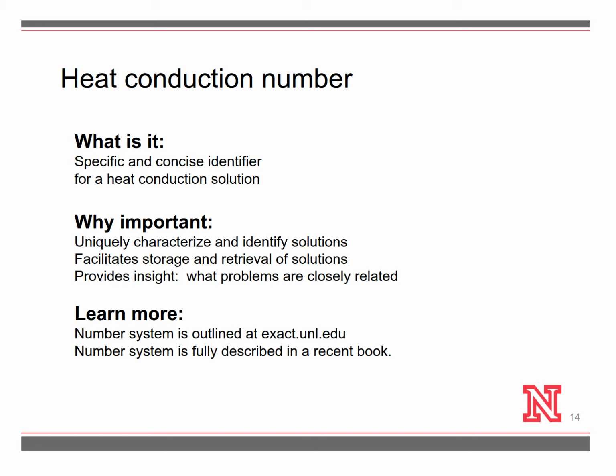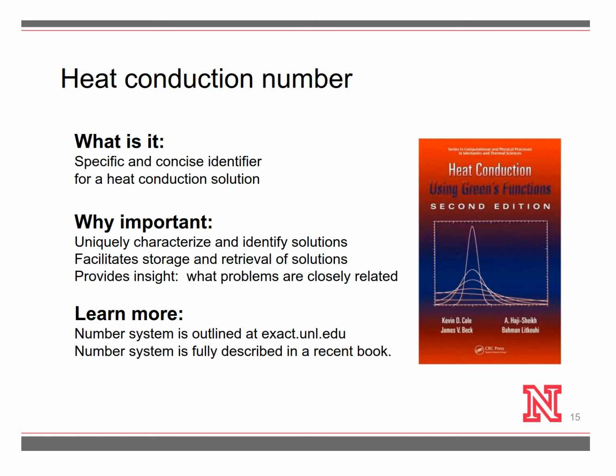All right, we use a heat conduction number to keep track of things. It's a specific and concise identifier for a heat conduction solution. We use it to uniquely characterize and identify solutions, and it helps us store and retrieve solutions. It also provides some insight because the number tells us what problems are closely related. I'm going to say a couple things about the number system here. It's also outlined at exact.unl.edu, and it's fully described in our recent book on heat conduction called Heat Conduction Using Green's Functions.